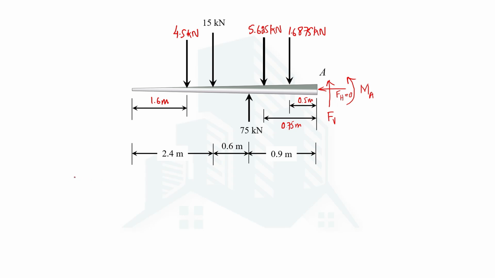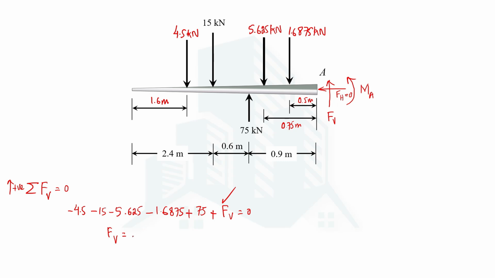The second condition of equilibrium, which is summation of all forces acting in vertical direction equal to 0, and I consider all the upward forces as positive. So all these forces which are acting downward will be negative. So negative 4.5, negative 15, negative 5.625, negative 1.6875, and the 75 kilonewton is acting upward, hence positive. And I consider the FV, the reaction at point A, as upward, hence positive. So in this equation we can see there is only one unknown, so then FV can directly be calculated.